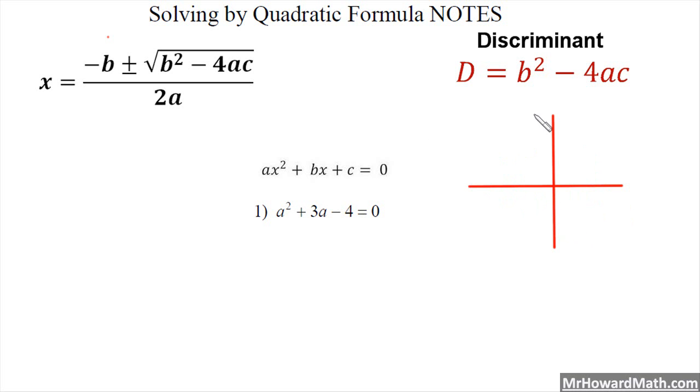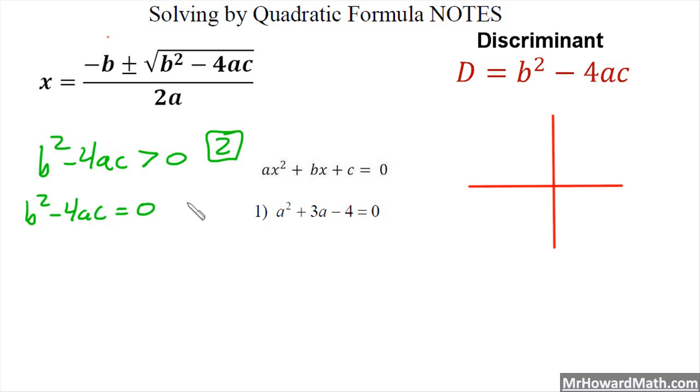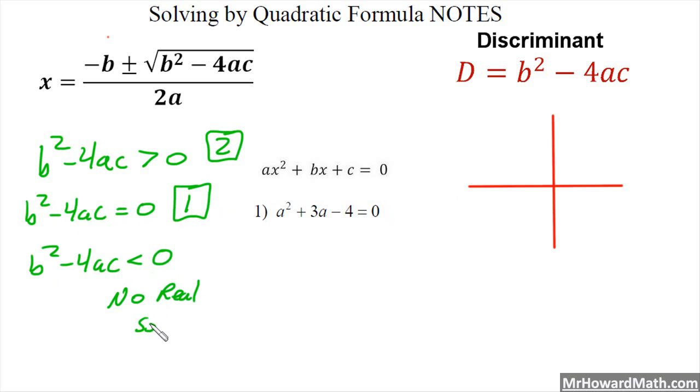So the rule is if the discriminant, the b squared minus 4ac, is greater than 0, that gives us two solutions. If b squared minus 4ac equals 0, that's going to give us one solution. And if b squared minus 4ac is less than 0, then that's going to be no real solutions. So that is the special part of the discriminant, and that's why we pay attention to it.